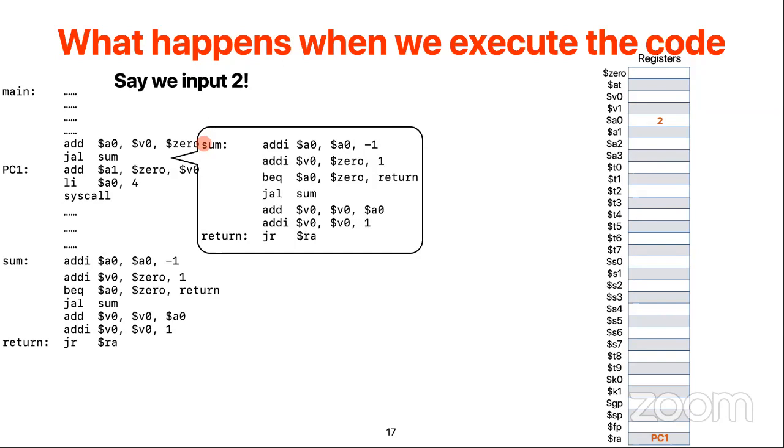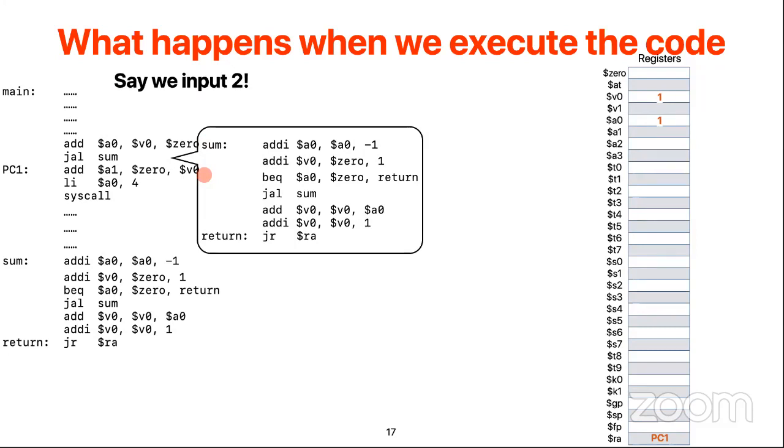And right now, the first instruction asks us to subtract 1 from A0. So you will see on the right-hand side, the register value of A0 is now just 1. And then keep going. This instruction is trying to add 0 to 1. So you can imagine V0 is right now 1. And now let's move to the next.